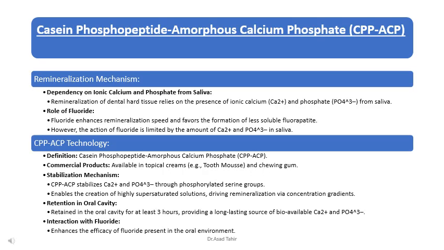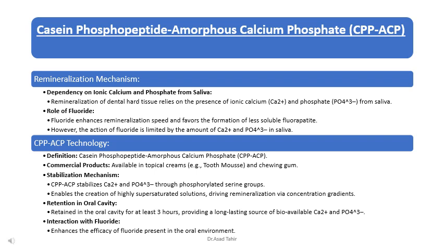Casein phosphopeptide-amorphous calcium phosphate, CPP-ACP, and its remineralization mechanism. Remineralization mechanism. Dependency on saliva. Remineralization of teeth relies on calcium, Ca2+, and phosphate, PO4 3-, ions from saliva. Of fluoride. Enhancement. Fluoride speeds up remineralization and encourages the formation of stronger fluorapatite.